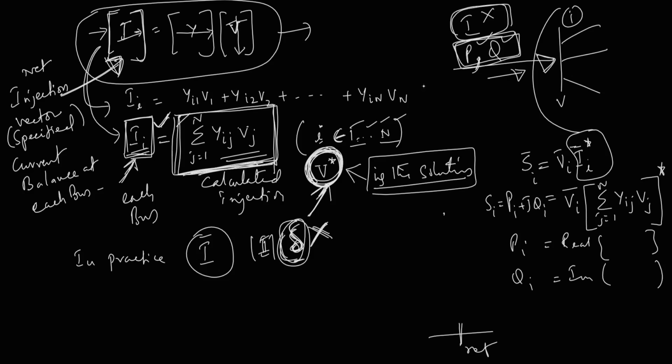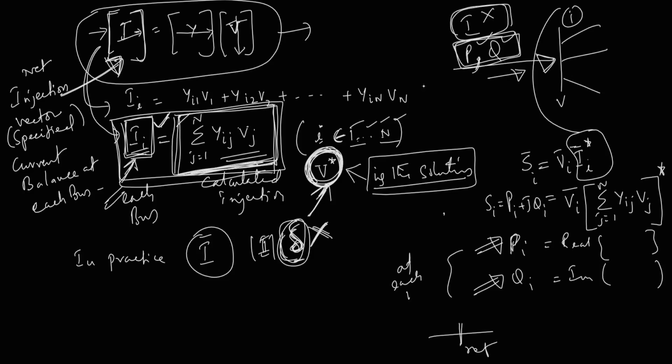Okay, so what I can do is, instead of checking the balance between the specified quantity and the calculated quantity in terms of currents, I now check the power balance, not current balance, that is, real power balance and reactive power balance at each node. That means I have two equations at each node which I have to check.